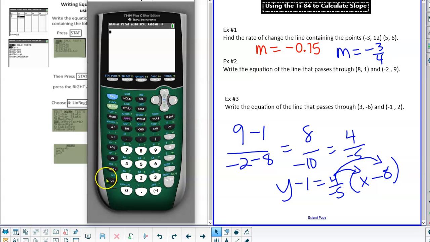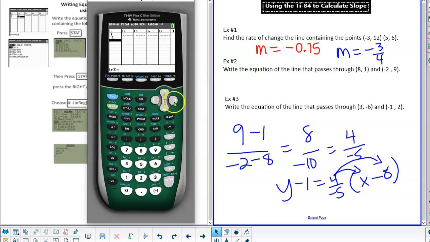So I just press the on button or the clear button. I'm going to start by pressing the stat button and editing my list of points, number 1. Now I don't want these points anymore, so I can press the delete button if I want, or I could just type right over it. So I have an x-coordinate of 8, enter, and another x-coordinate of -2.